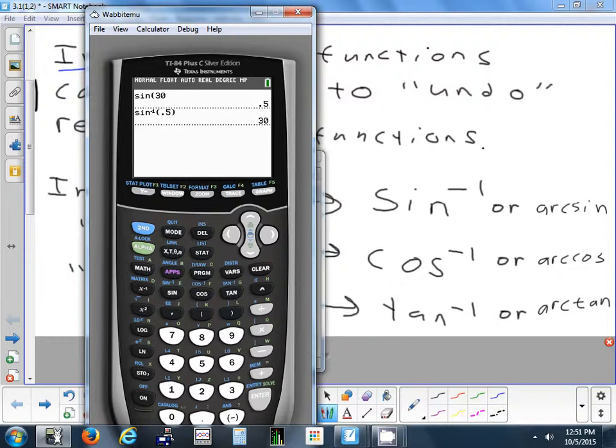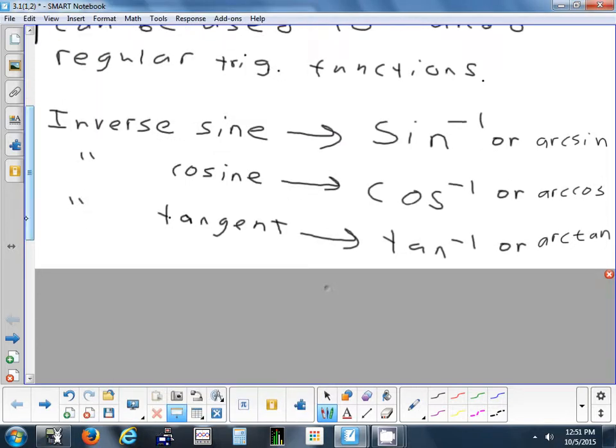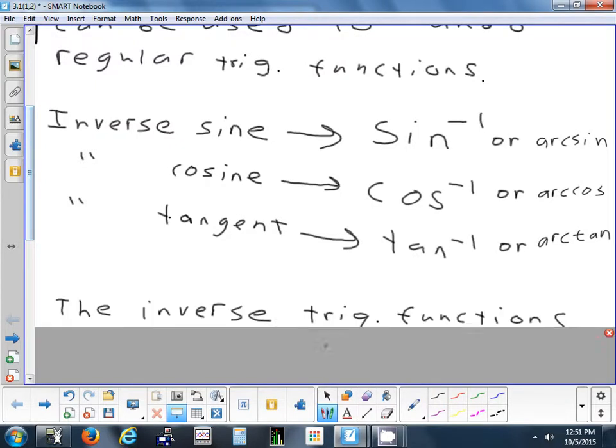Any question on that? As we go on, I'll explain when you'd use inverse trig. For today, we're just going to practice calculations. Tomorrow and Wednesday, you'll actually see how we use it in a triangle, but we're not going to get to that today.